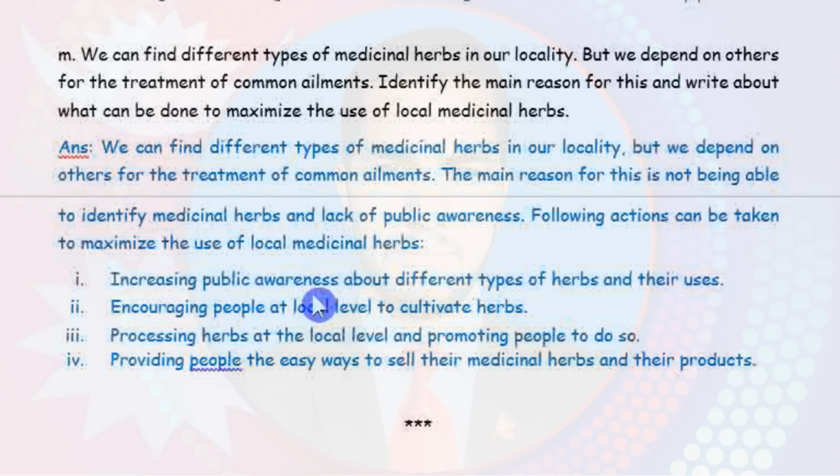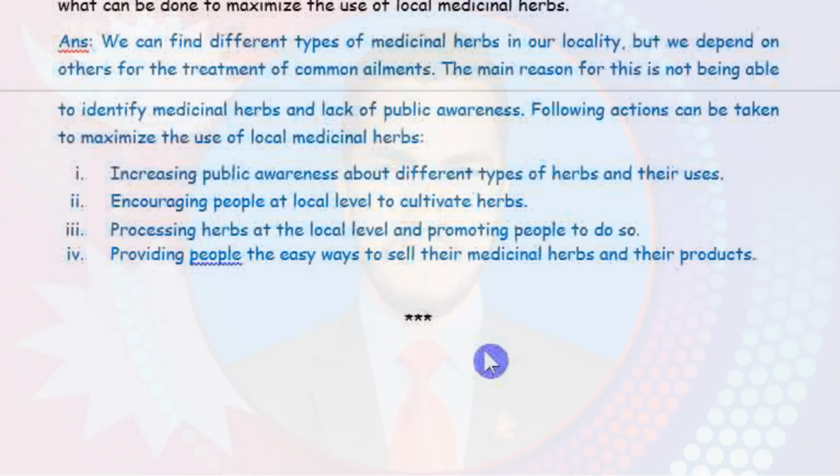Number first, increasing public awareness about different types of herbs and their uses. Number second, encouraging people at local level to cultivate herbs. Number third, processing herbs at the local level and promoting people to do so. Number 4, providing people the easy way to sell their medicinal herbs and their products. Okay, providing them ideas about how to sell the medicinal herbs and their products.